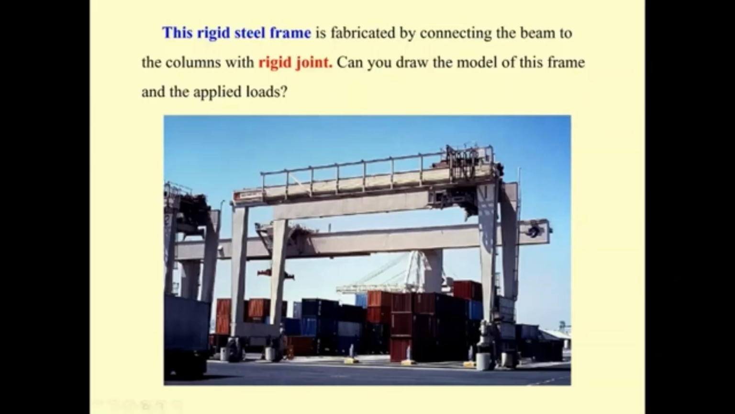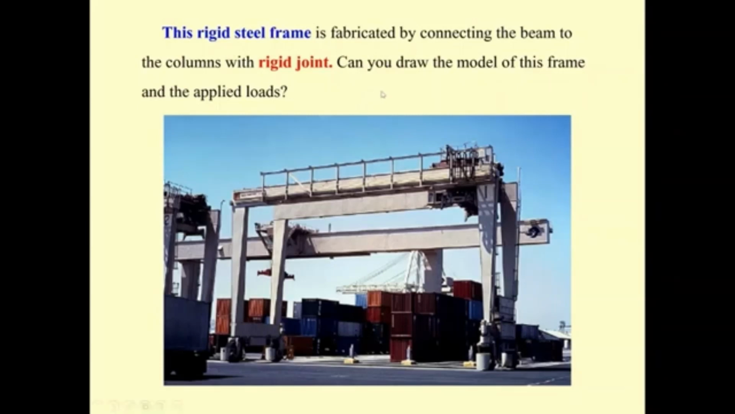Welcome to my clips on the analysis of statically determinate frames. The frame shown here is a steel frame. This steel frame is fabricated by connecting the beam to the column with rigid joints. This frame also has supports. One can be pinned, and another one can be a roller. If one is pinned and another is a roller, this frame is called statically determinate.